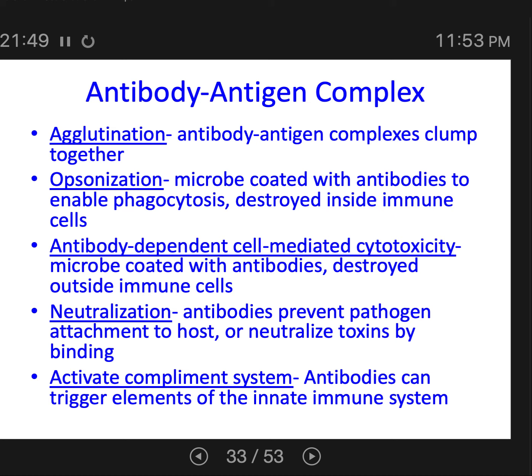Activating the complement system. We're not going to get to the complement system until the very end of both immunity chapters, but the complement system is a crosstalk system between the adaptive and the innate immune systems. Antibodies activate it. So it's just a branch of the immune system, and it's activated by an antibody-antigen complex.